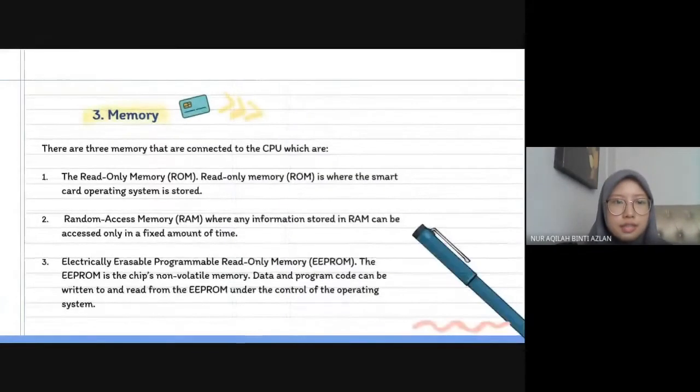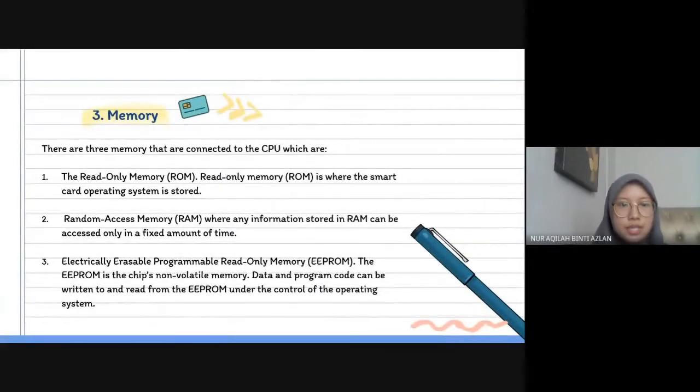First ROM, second RAM and third is EEPROM. Read only memory is where the smart card operating system is stored, and RAM is where information stored in RAM can be accessed only in a fixed amount of time. Jadi kalau kita cabut card tu, maka RAM ni pun akan berhenti berfungsi. And lastly EEPROM. EEPROM is a cheap non-volatile memory. Data and program code can be written to and write from the EEPROM under the control of the operating system.